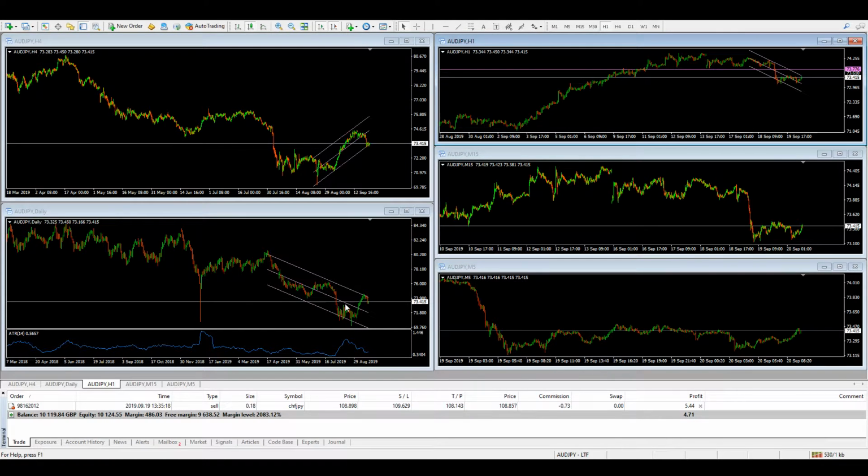This is the AUDJPY. Same story with this. Some decent bearishness on the daily, but the 4 hourly is showing this move still within its standard deviation, at least at its lower edge, and I would want to see it break before considering shorts.